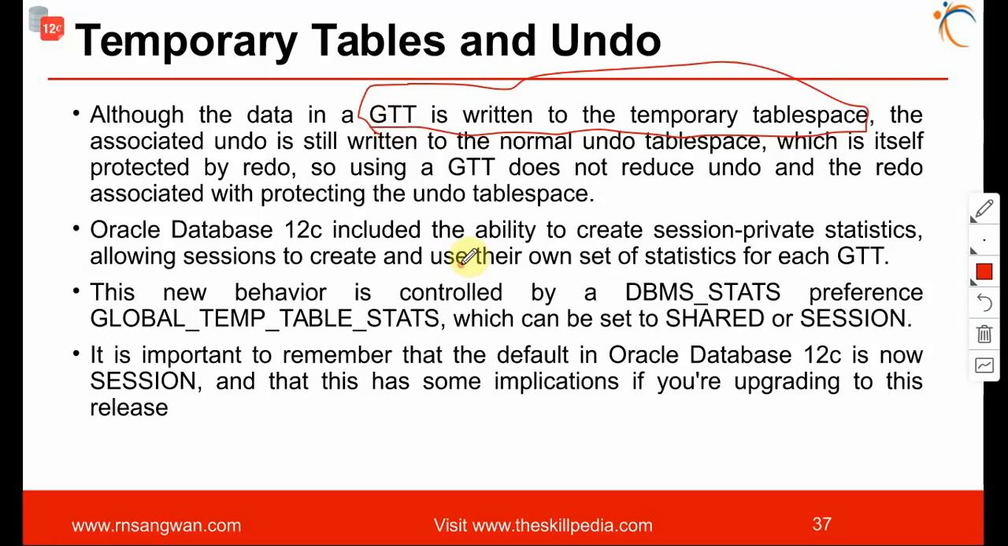Oracle Database 12c included the ability to create session private statistics, allowing sessions to create and use their own set of statistics for each global temporary table. Alright, this new behavior is controlled by the DBMS stats preference GLOBAL_TEMP_TABLE_STATS, which can be set to shared or session. It is important to remember that the default in Oracle Database 12c is now session, and this has some implication if you are upgrading to this release.